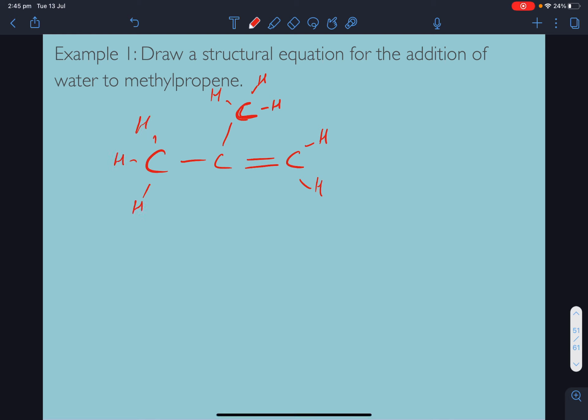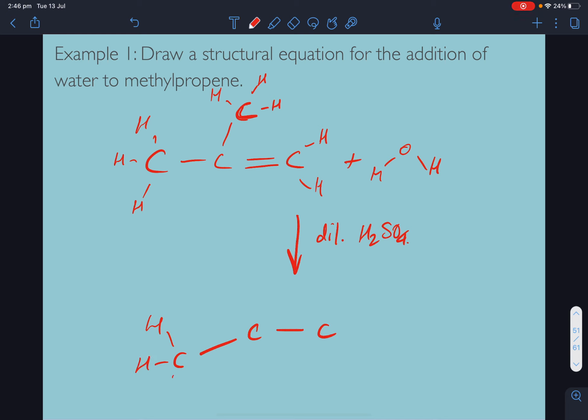And we're going to add water. Okay, adding water, you need dilute H2SO4, sulfuric acid, for it to work. Okay. So that initial double bond is dropping down to a single bond. Let me put my hydrogens over here because they're not being affected. Also, this methyl group is staying the same.